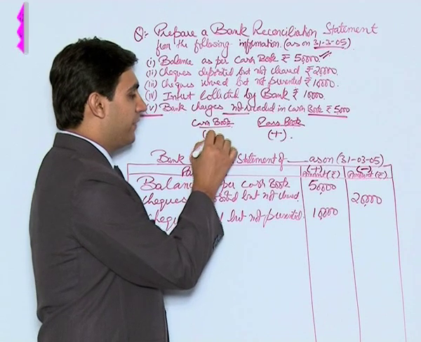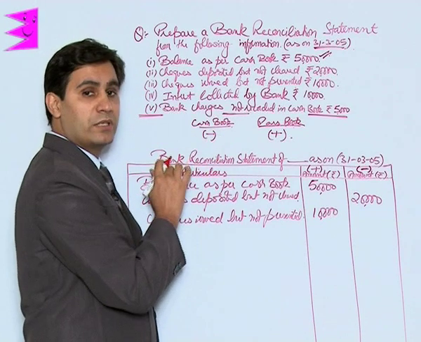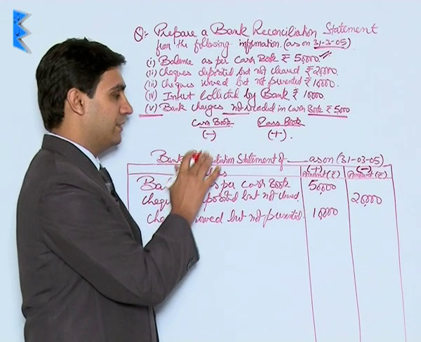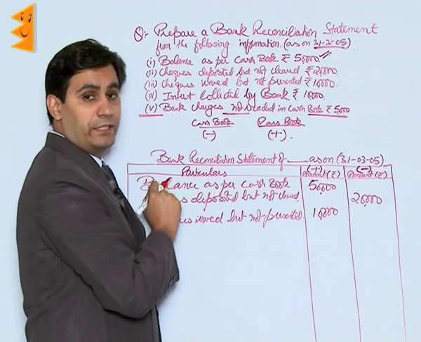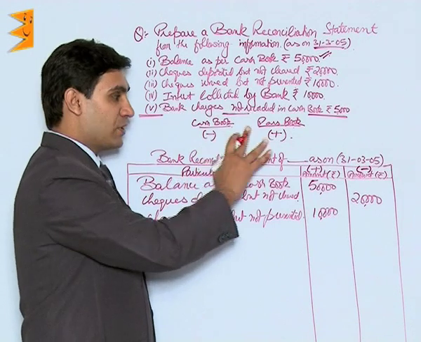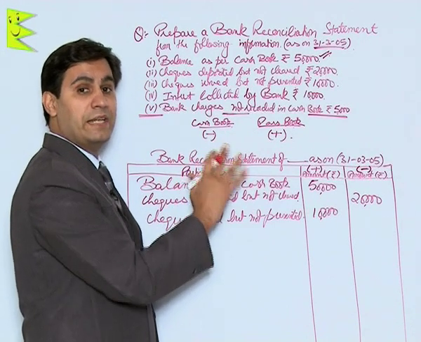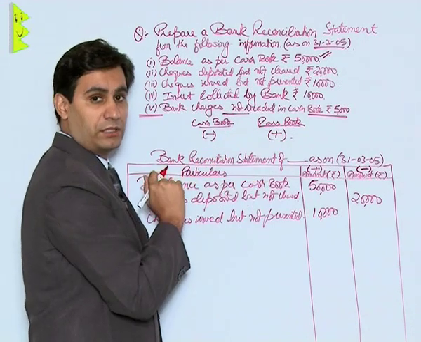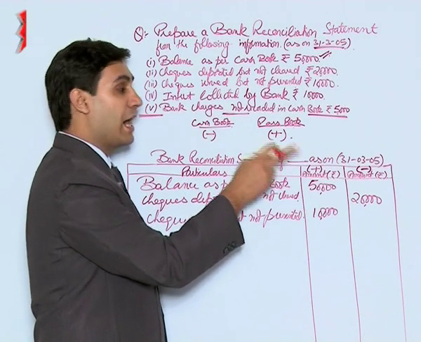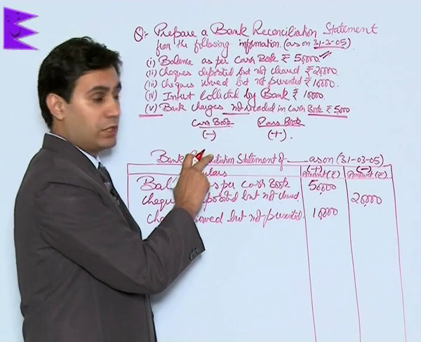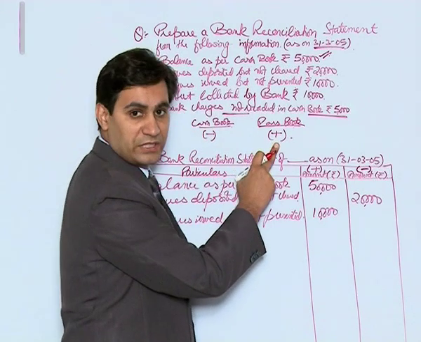This amount is not reflected in the cash book. So cash book is on the lower side or is showing a low balance as compared to the passbook. So minus sign here. Now mind it, these positive and negative are not that they have been deducted. They are in comparison with each other. Passbook is showing a positive balance or a higher balance as compared to the cash book. So hence marked as positive here.